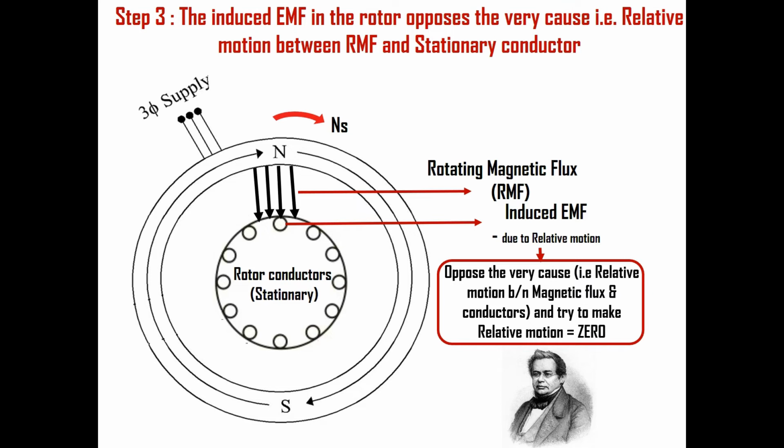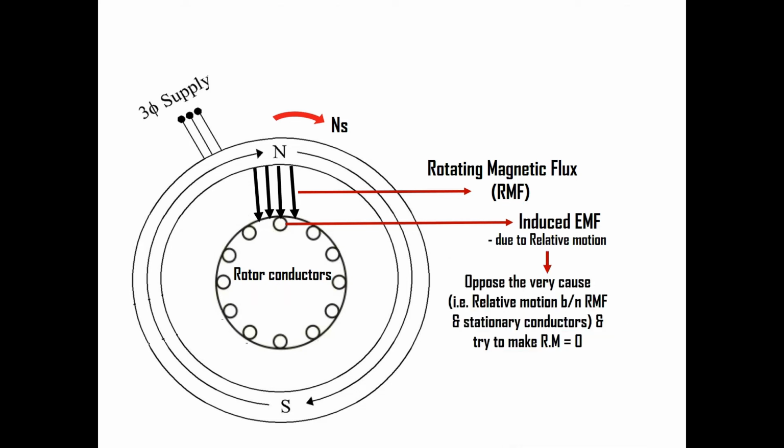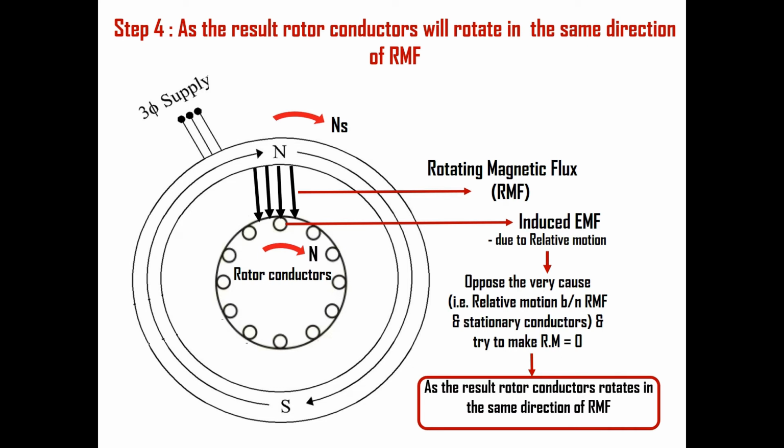Because here the induced EMF is created only because of relative motion between the magnetic flux and conductors, right? Now this induced EMF will oppose the same relative motion between the magnetic flux and conductors and try to make that relative motion zero. That's why I told this as son will oppose the father. If the relative motion is to be zero, then the rotor also has to rotate in the same direction and at the same speed of the rotating magnetic flux, as we saw in the train example. This is the reason for the rotor to start rotating.